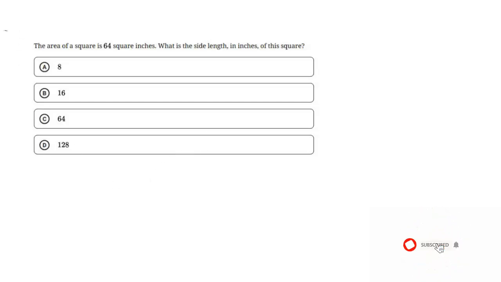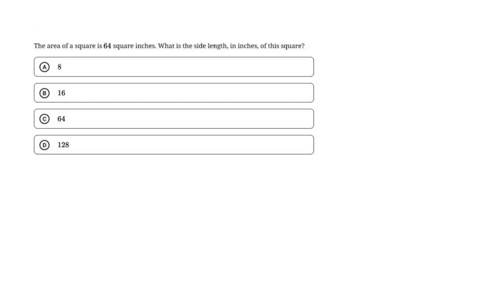Alright, so in this video, I'm going to be solving another SAT practice question. This question says the area of a square is 64 square inches. What is the side length in inches of this square?